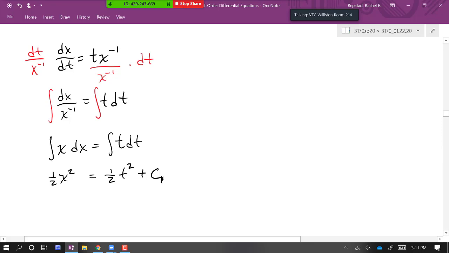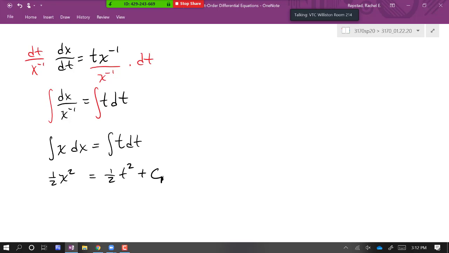I don't know about you, but when I see this part, once we get to where it says integral x dx equals integral t dt, I think, well, these functions must have pretty similar behaviors, and it almost makes me think they should just be the same function. Let's see how this works out.